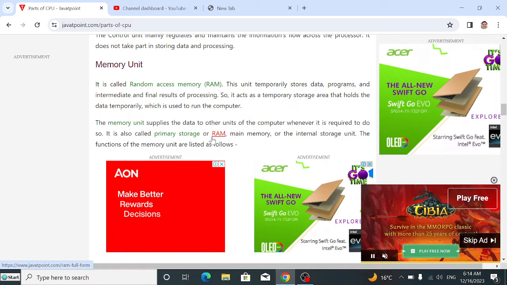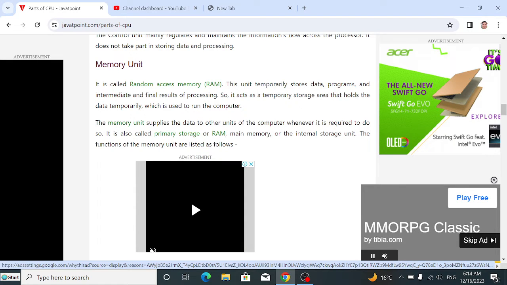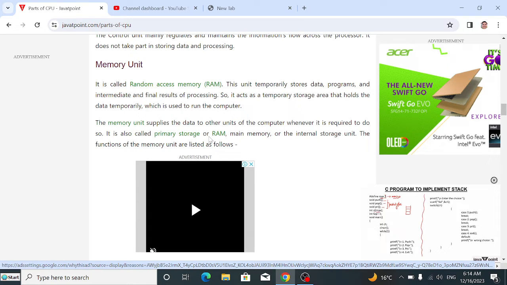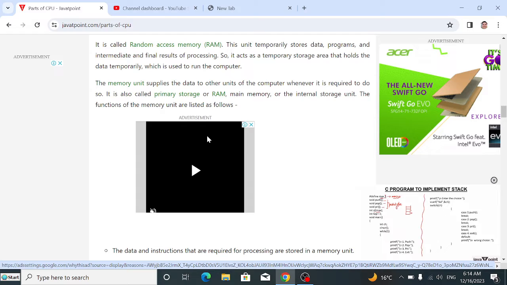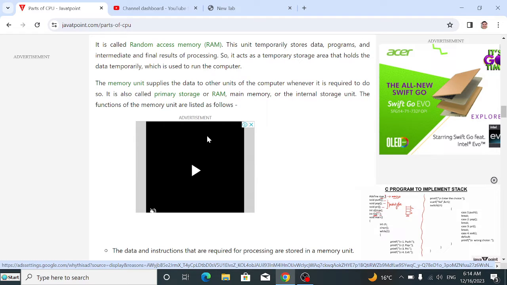And then lastly, we have here the memory unit. It is called random access memory or RAM. This unit temporarily stores data, programs, and intermediate and final results of processing. So it acts as a temporary storage area that holds the data temporarily, which is used to run the computer. The memory unit supplies the data to other units of the computer whenever it is required to do so.